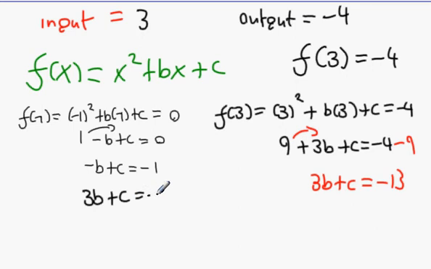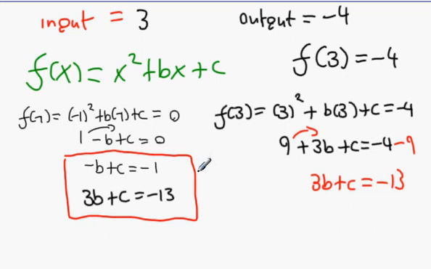Can anybody tell me a really quick way to do this question? There's two really quick ways. Which letter would you like to get rid of, B or C? C. C or B, they're both just as easy in this case. We can multiply the top one by 3 to get rid of B, or we can multiply the top one by -1 to get rid of C. So we'll get rid of C, okay?